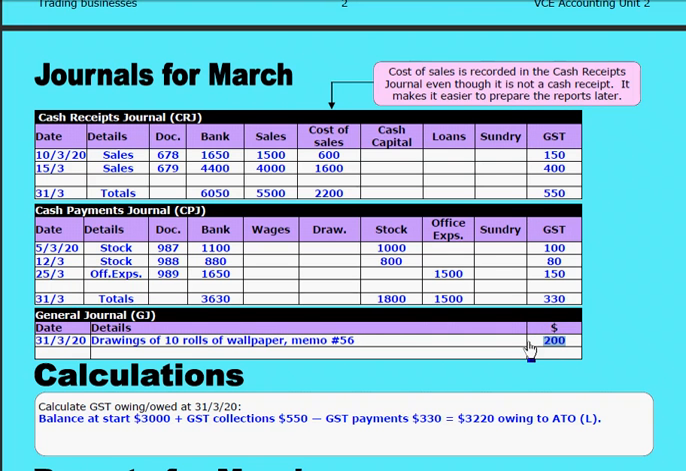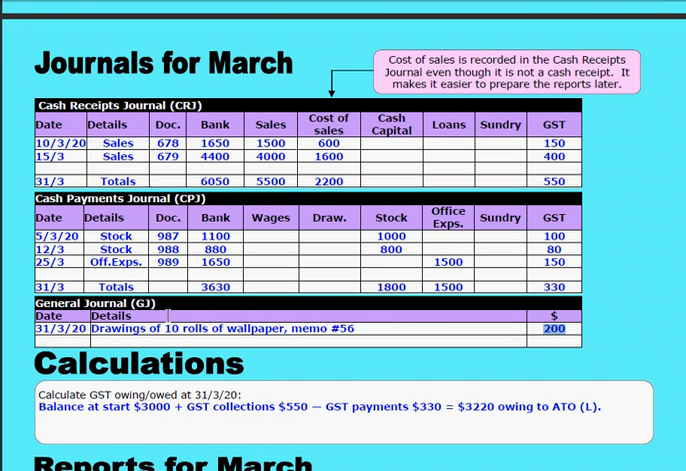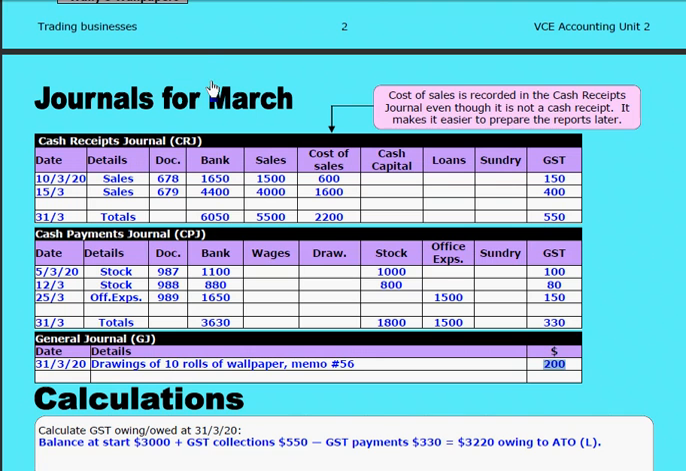So that's recording the transactions into the journals. Cash receipts journal now includes sales and cost of sales. And of course, we've already recorded the stock cards, which was another record for the trading business.